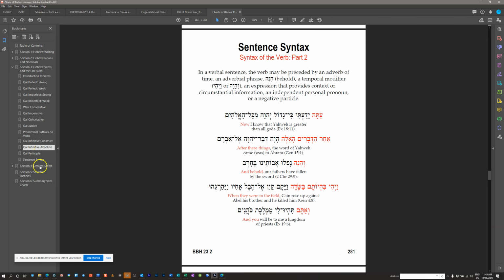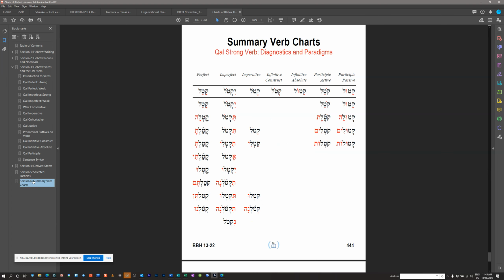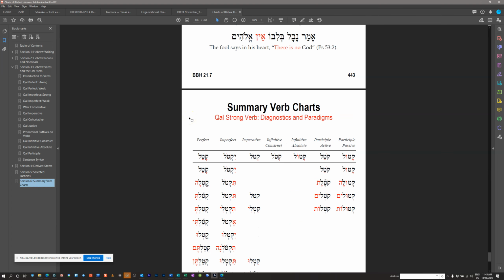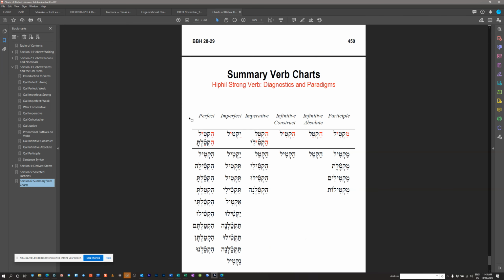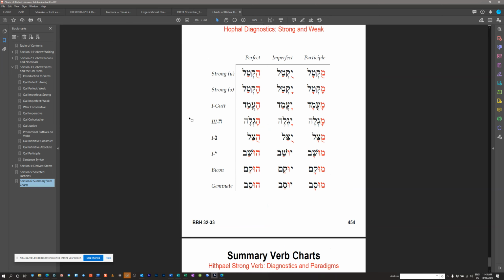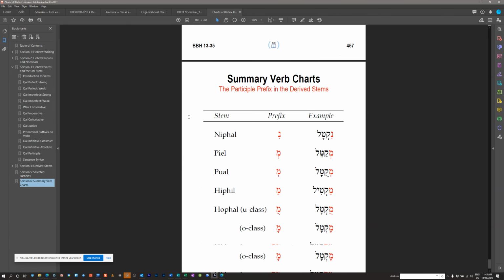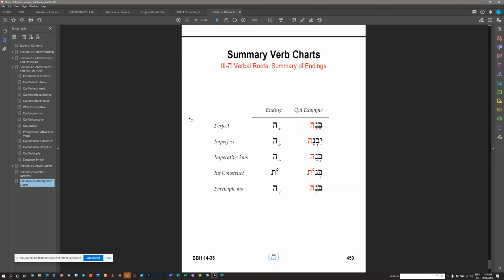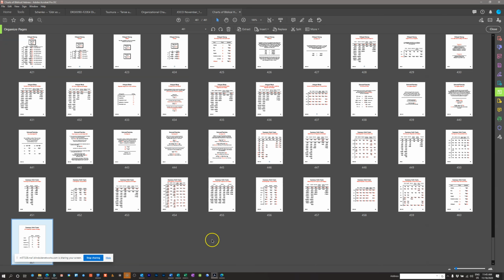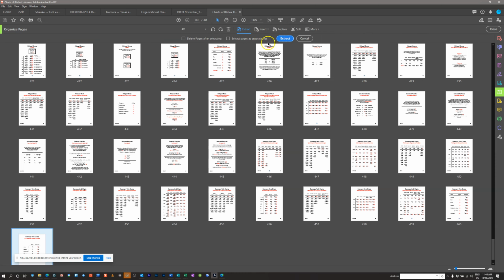Not there. Count with syntax, drive stems, summary verb charts. There we go. All right, I found it. So what I'm going to do is just pull this page out. Oh, of course, it's the very last page. It would be. Okay, so I'm going to extract this.